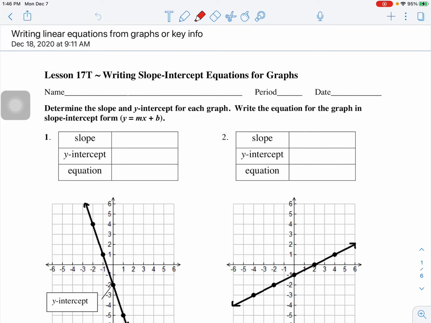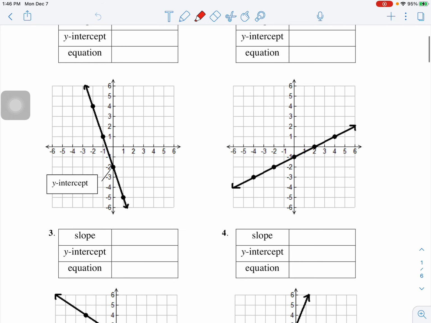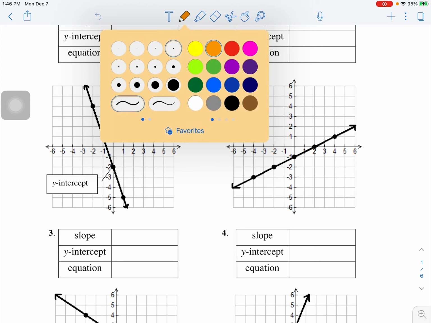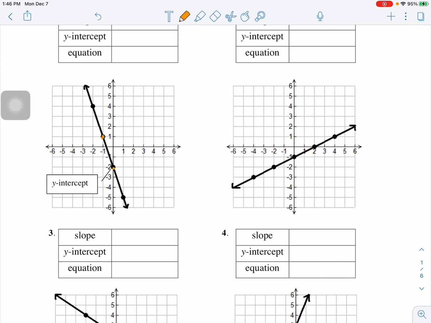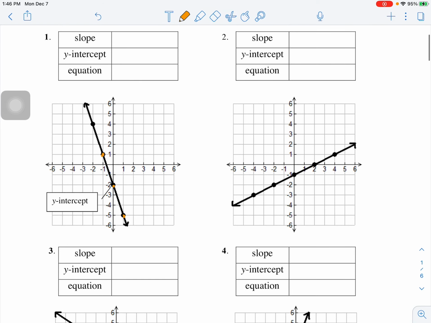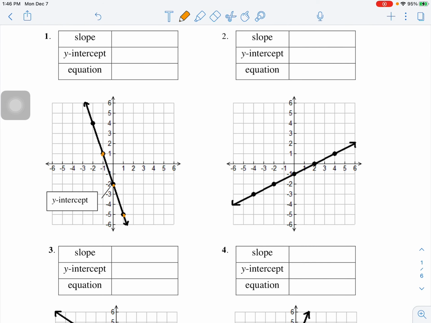Today we're practicing graphing equations or writing equations given a graph. In each of these, they've helped you out by putting points on the line, and those points are the ones they want you to use to make a slope triangle. I always start by finding the y-intercept. The y-intercept is where your line crosses the y-axis. I like to take my finger and go down the y-axis until I find the point where it crosses.